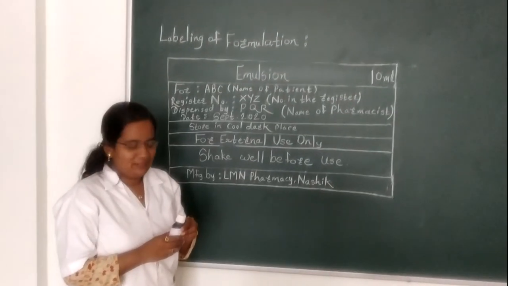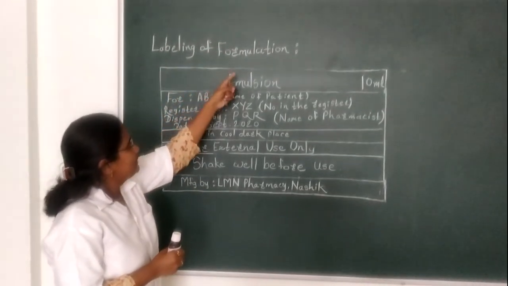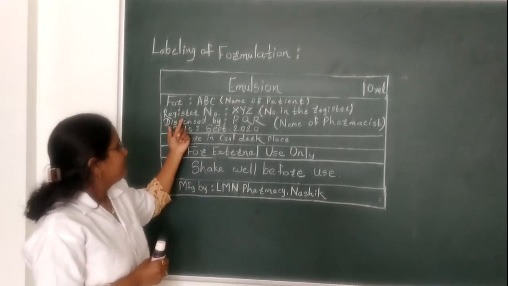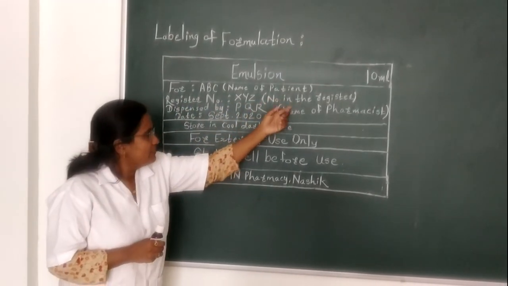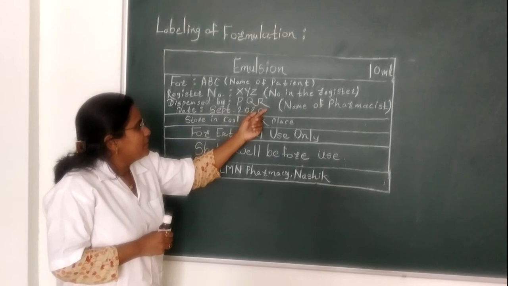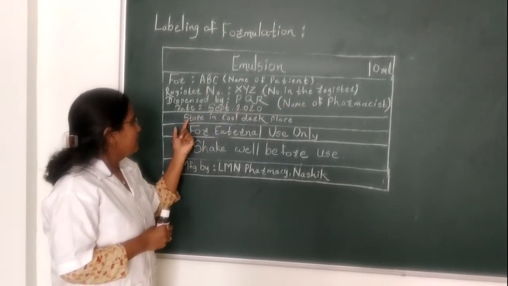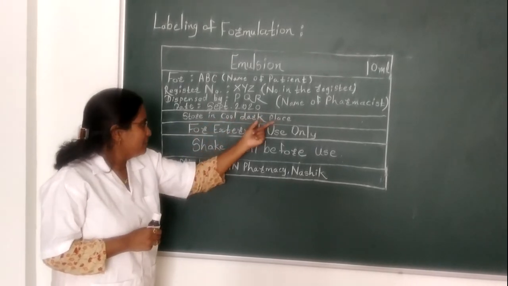Now we will move towards labeling of this formulation. Labeling of formulation: emulsion 10 ml. For ABC, that is the name of the patient, register number XYZ, which is the number given in the register, dispatched by PQR, the name of the pharmacist, manufacturing date September 2020, storage condition: store in a cool and dry place.